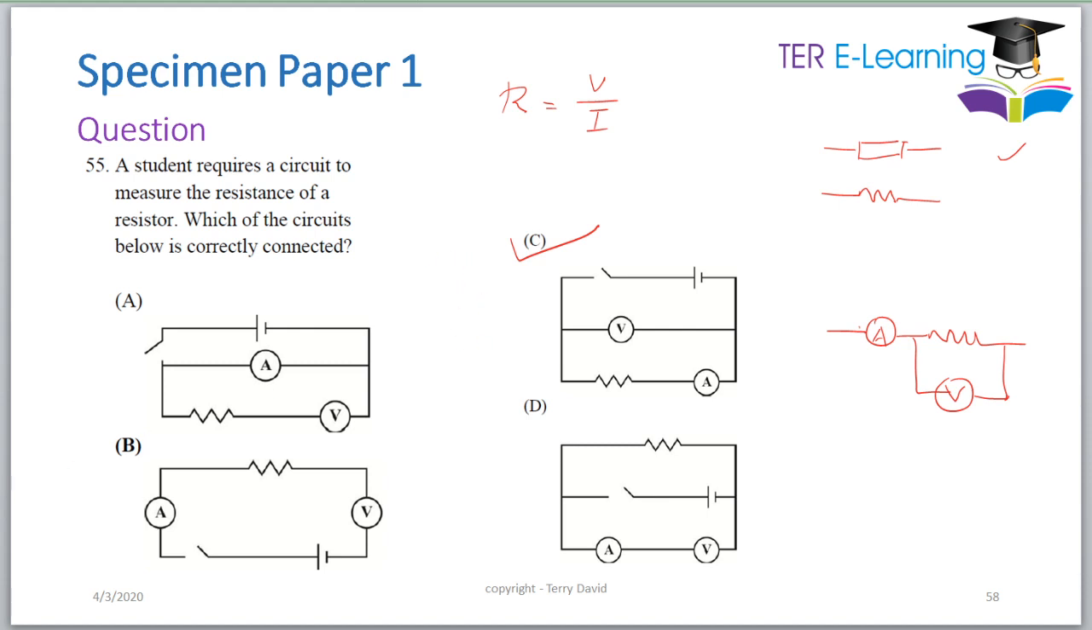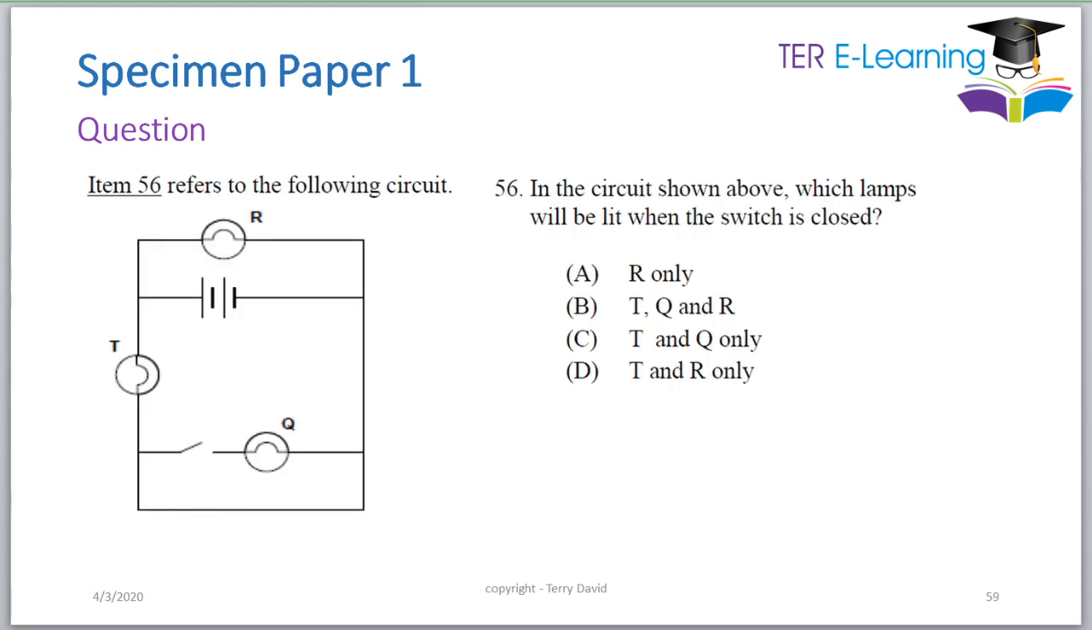All right. So next one, number 56. We have a circuit diagram here. Which lamps will be lit when the switch is closed? All right, so we're closing the circuit here, right? And we're going to see what happens.